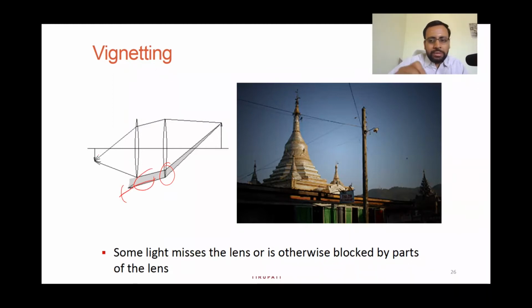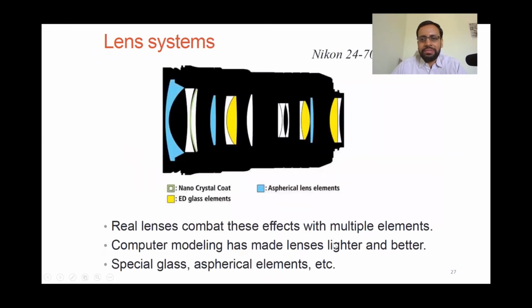This would be going away, particularly at the boundaries of your object, and that's why you have less light there, and that particular region of information is not there. So usually in the images that you capture, you'd get that region blocked out. You can just Google vignetting and you will see a lot more images illustrating this effect. The reason is that some light misses the lens, or is otherwise blocked by parts of the lens. That's what the effect is.